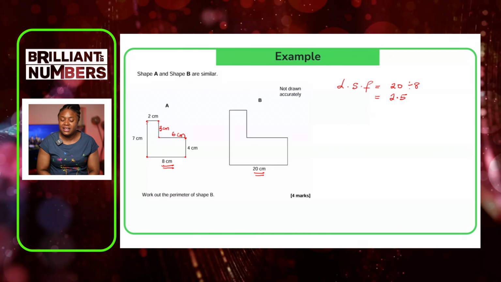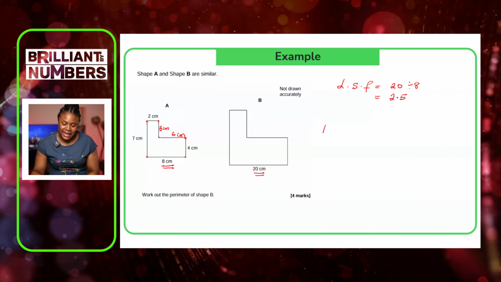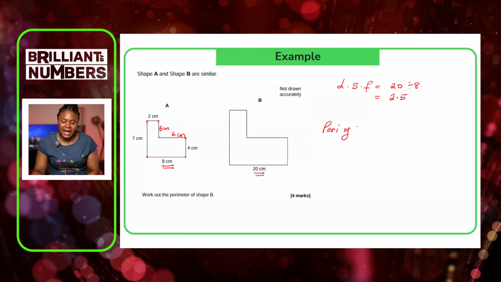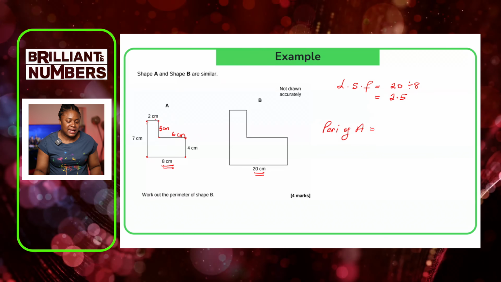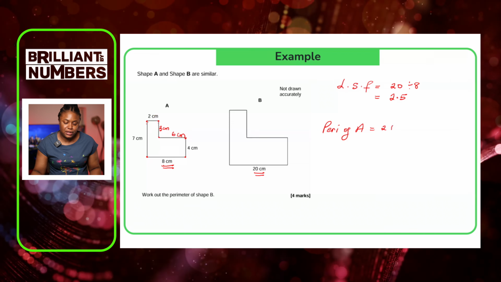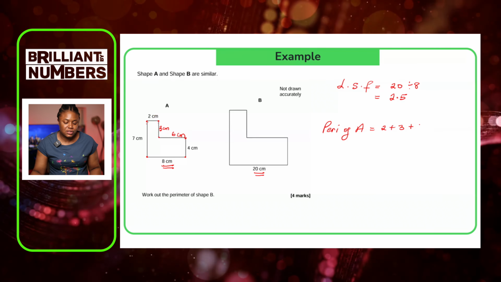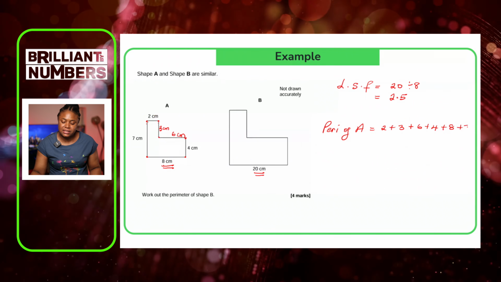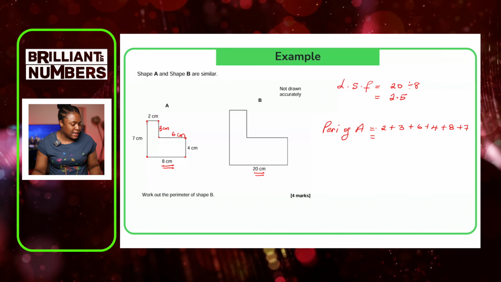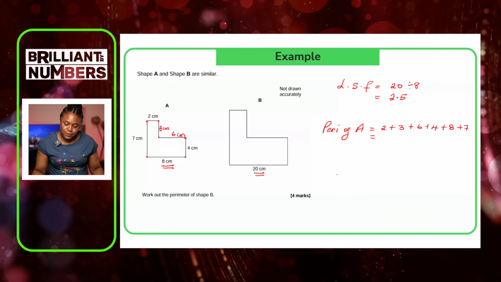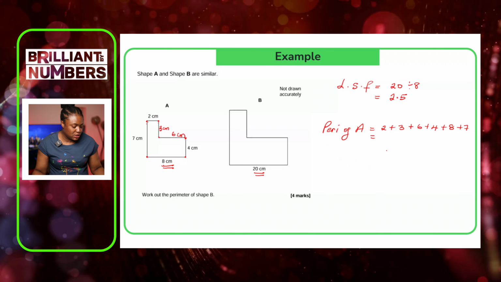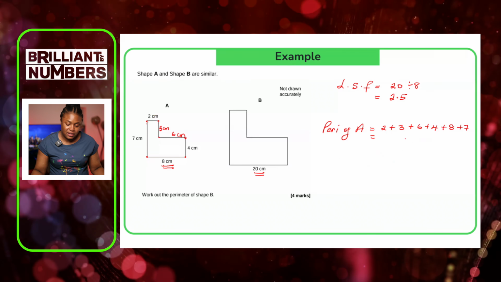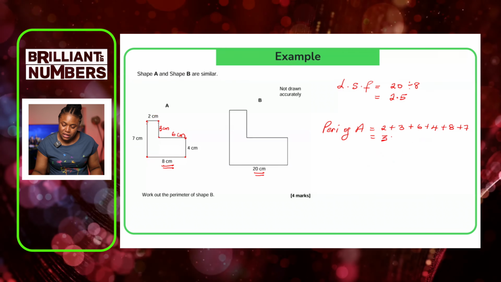So let's go ahead, calculate the perimeter for A. So perimeter, I'm just going to write peri of A. Let's just add all the sides together. I've got 2 plus 3 plus 6 plus 4 plus 8 plus 7. I'm going to put that all in my calculator. So 2 plus 3 plus 6 plus 4 plus 8 plus 7, and that gets me to 30.